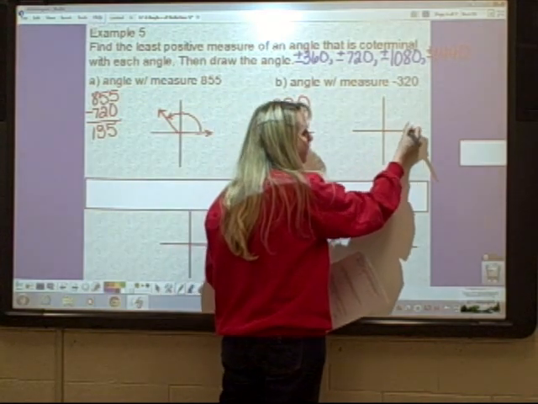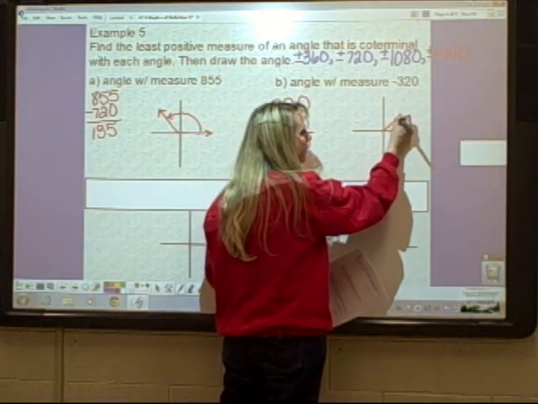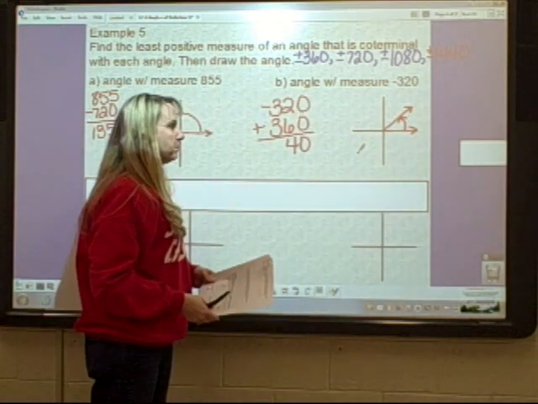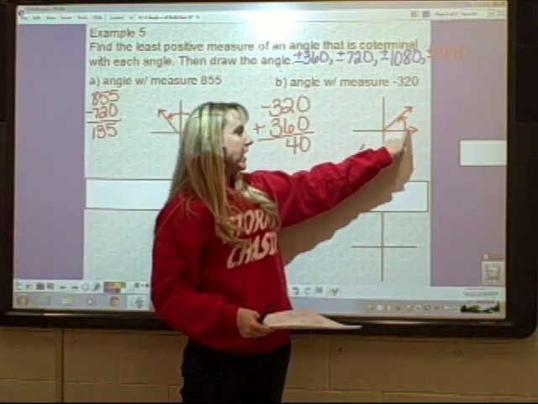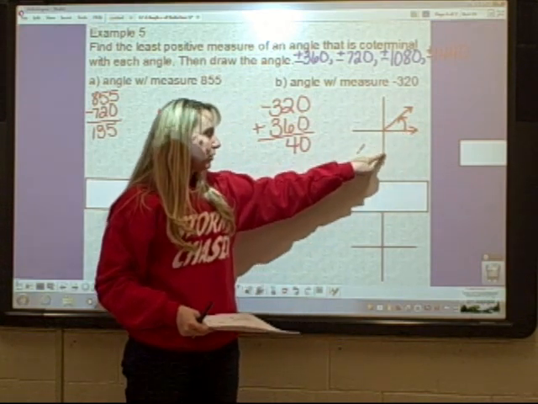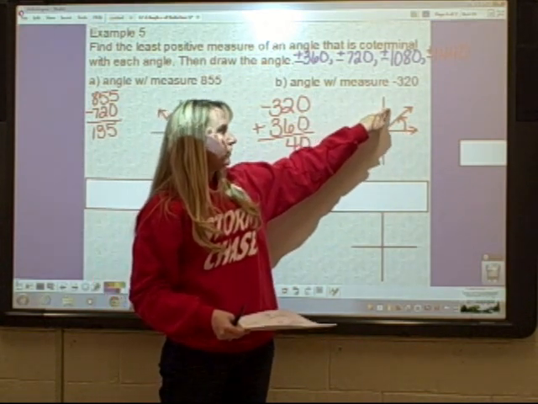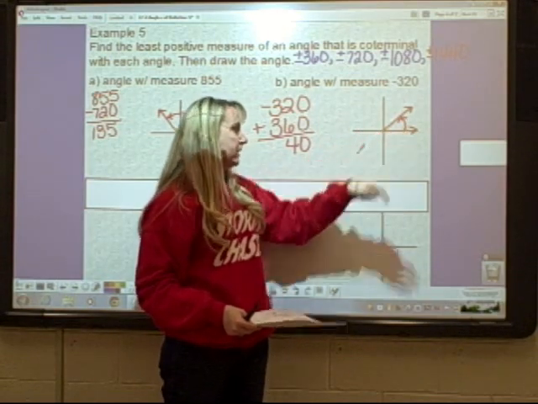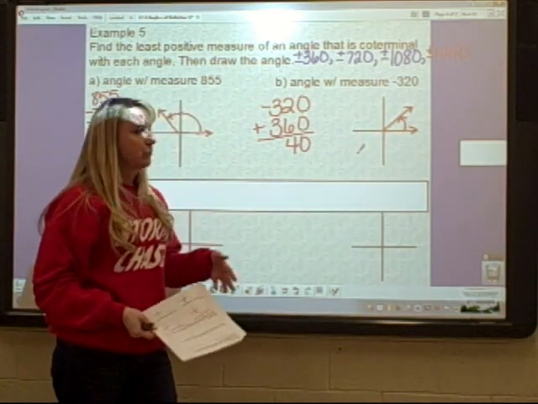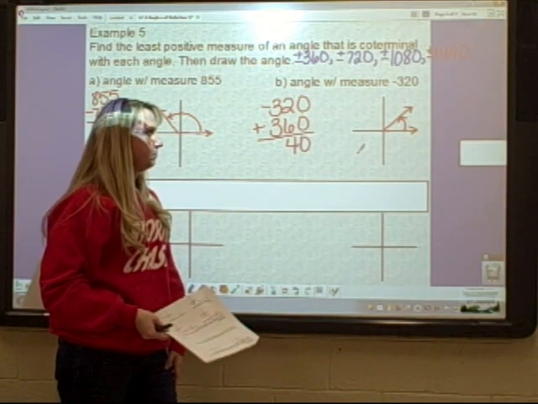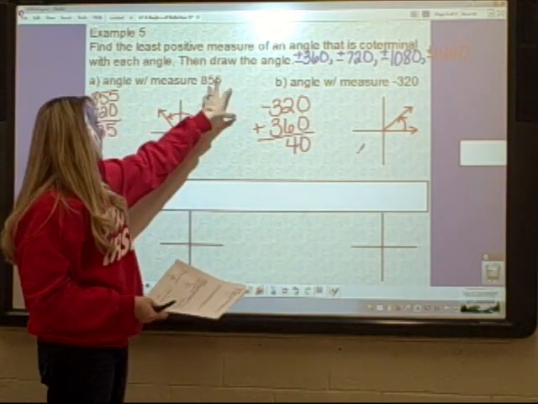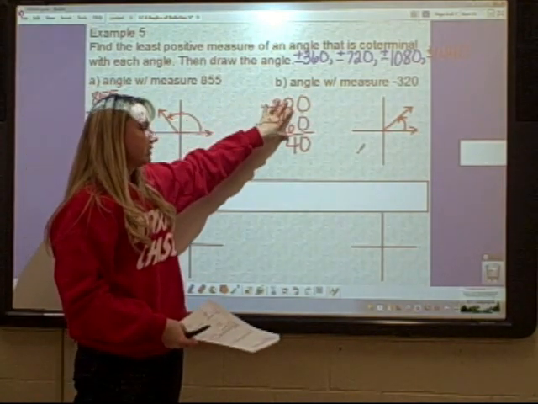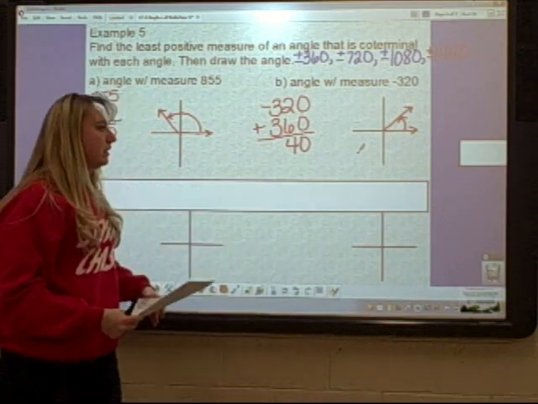So I draw my initial side a little less than halfway and in a positive direction. And if I think about that, a negative 320 would go backwards, negative 90, negative 180, negative 270, and it would be just 40 degrees shy of a full negative 360 rotation. So for a positive, we want to get closest without going over. For a negative, we're looking for the closest number to get away from those 360 rotations.